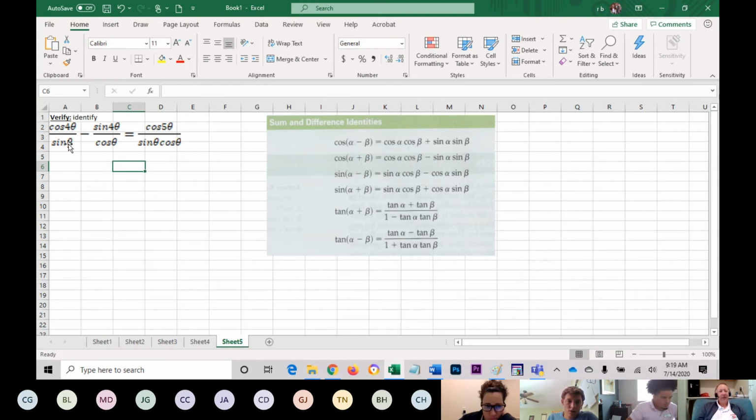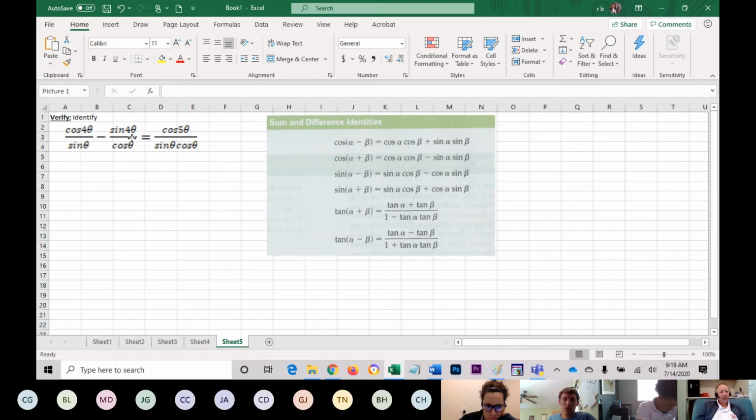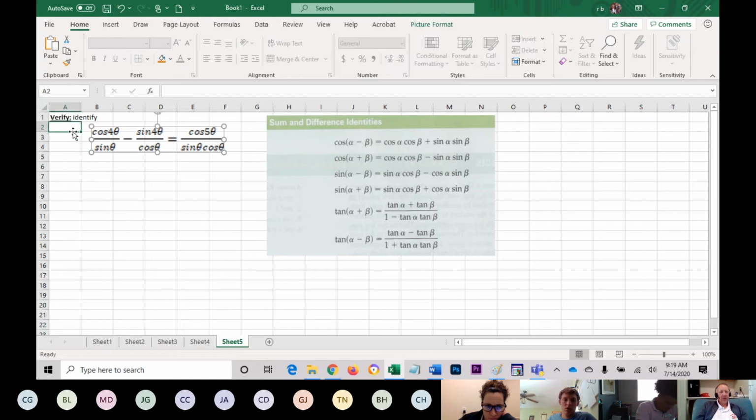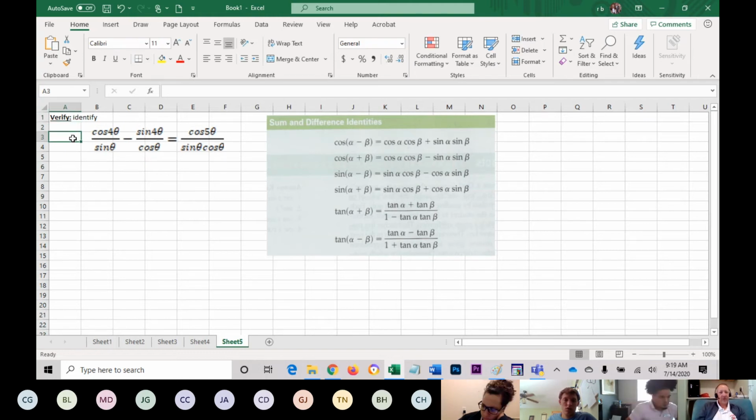But you've got 2 unlike denominators. What would you normally do on the left side? I guess we could make a common denominator by multiplying. So we'd have to multiply by what over here? Cosine of theta over cosine of theta. And on this one here, we'd multiply by the sine of theta over the sine of theta.